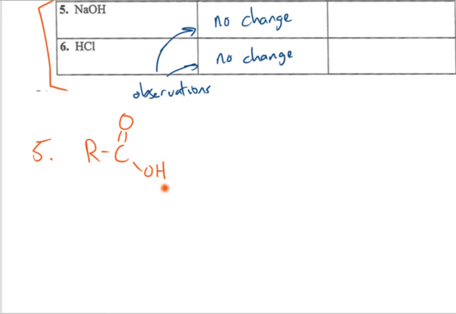This proton here is acidic. If I introduce hydroxide into the mixture by adding a few drops of sodium hydroxide, then what's going to happen here is that proton is going to transfer over to the hydroxide, and it's going to leave behind a carboxylate salt with a negative charge plus water.